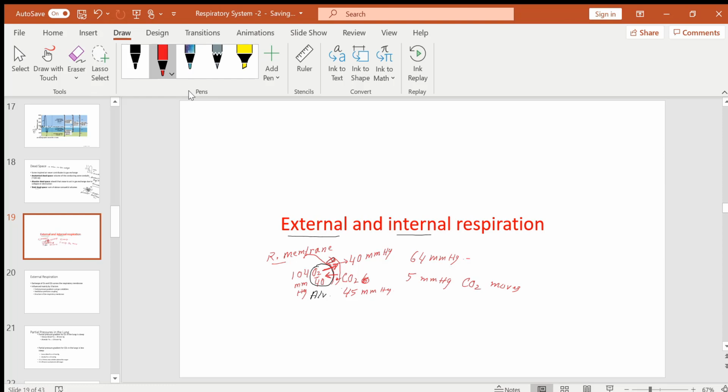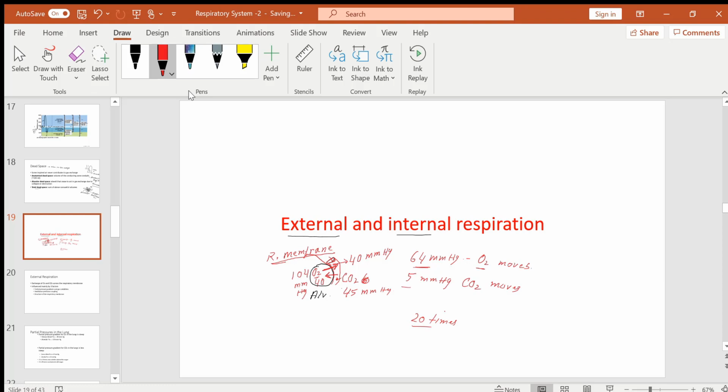Now, why do you need more pressure difference to move oxygen than carbon dioxide, much more, right? Because the respiratory membrane is less permeable to oxygen. So to move the oxygen, you need more pressure than for carbon dioxide. Carbon dioxide is 20 times more permeable than oxygen in the respiratory membrane. So that is the external respiration.